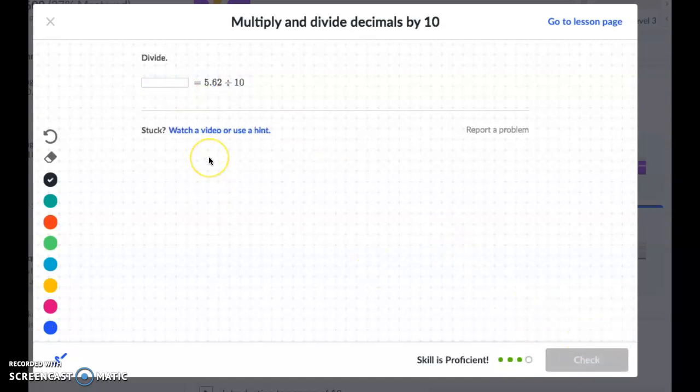And last one, 5.62 divided by 10. Try it on your own. When you're ready, hit play for the answer. So 5.62, I'm dividing by 10, so I know I need to move it one place over, and it's division, so I'm going to move it to the left. So 0.562 is my answer.